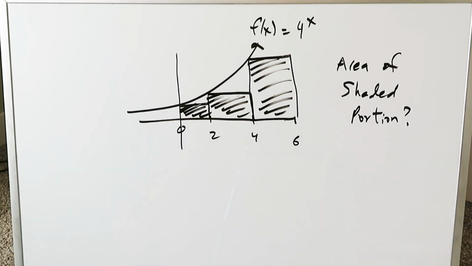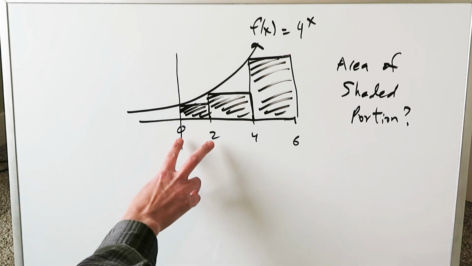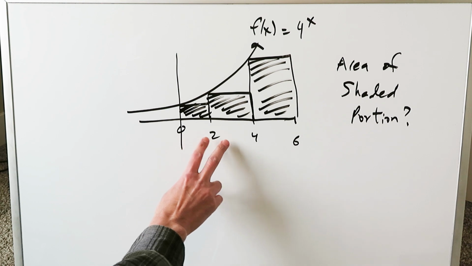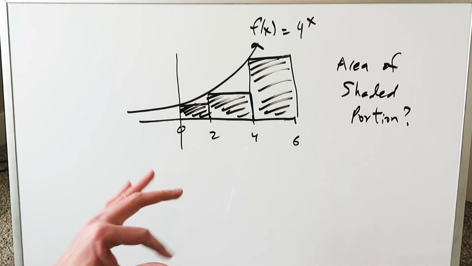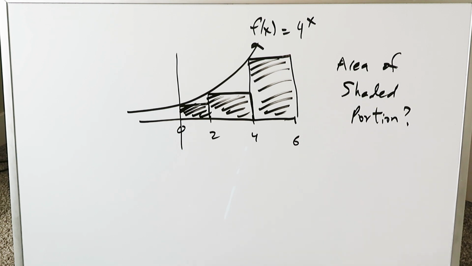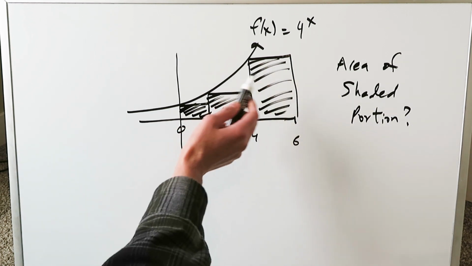We have a function which is labeled f of x is equal to 4 to the power of x. We have these x values 0 to 2, 2 to 4, 4 to 6, in which you have inscribed below that function 3 rectangles. We have to determine the total area of all of this shaded portion.